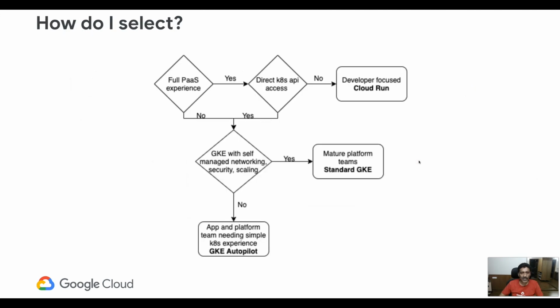As I promised earlier, this is my flowchart that you can use to pick the right product for your use case. If you want a full PaaS experience and you're okay with not getting direct Kubernetes API access, go with Cloud Run. It's a developer-focused environment. If you want GKE with more control over networking, security, and scaling, go with standard GKE. And if you want a hands-off approach where you want to leverage Google's best practices with Kubernetes, but you don't need to manage it, go with something like GKE Autopilot.